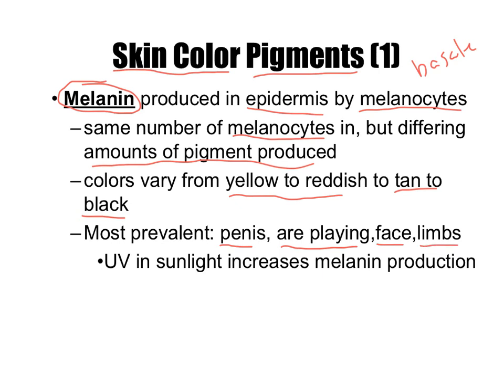Now the reason the face and the limbs need melanin is because they are exposed to UV sunlight. And UV sunlight, you will have to remember this because I believe that will be on our test. UV sunlight causes an increase in melanin production. Basically, that's what makes you get your tan. So if you're exposed to a lot of UV light, UVB light, your body produces more melanin in order to protect the dermis and the rest of your body, the deeper layers of your body, from that harmful UV light.